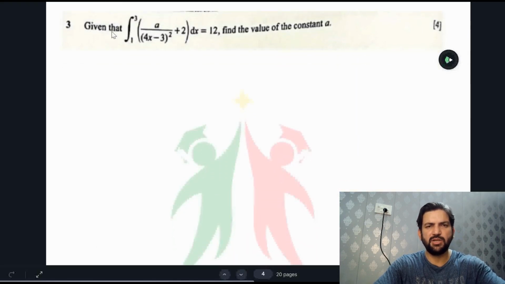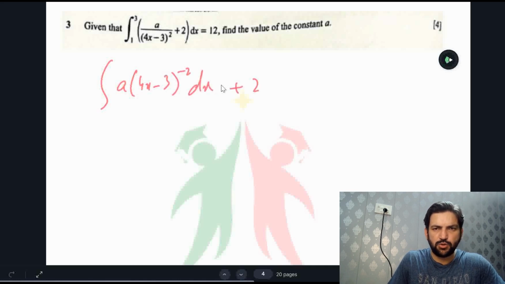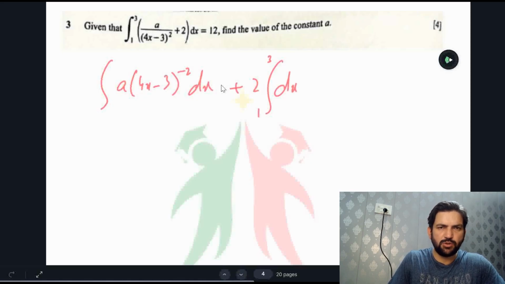Now in question number 3, the equation is given to us, and we need to find the value of the constant a. How can we simplify it? We need to apply the integral on both of these. So we can write it as the integral of a into (4x minus 3) to the power minus 2 dx plus 2 dx, with limits 1 to 3, equal to 12.